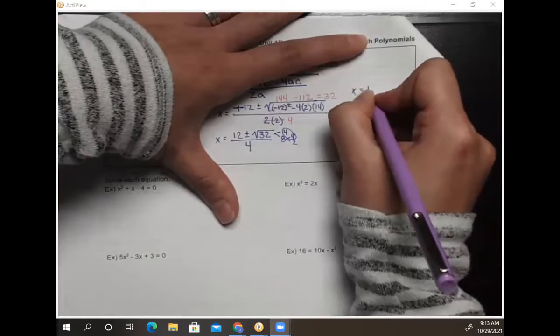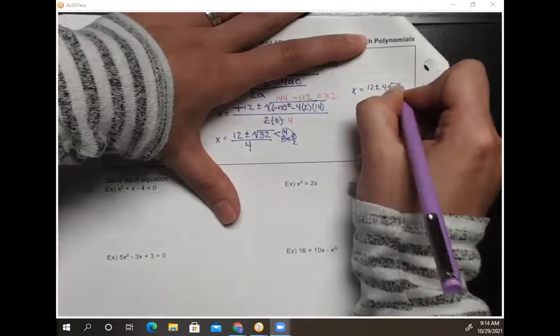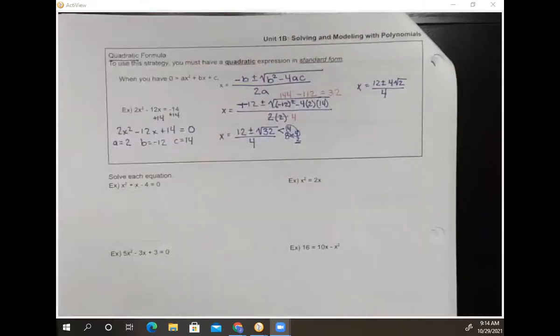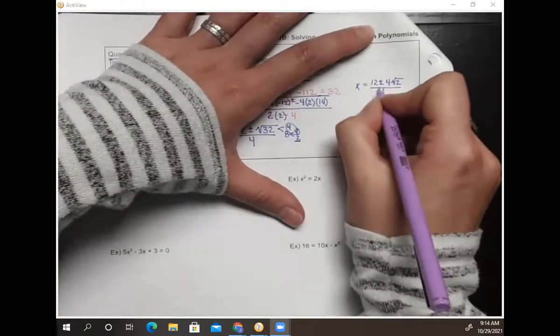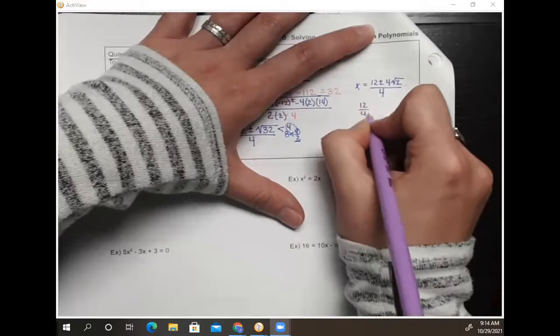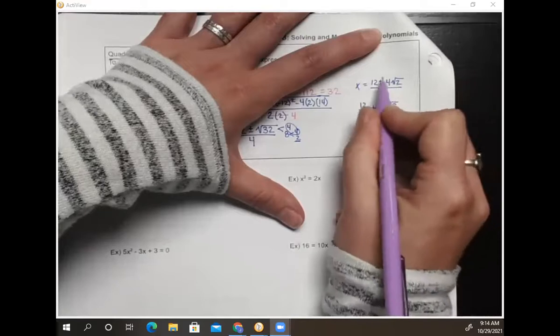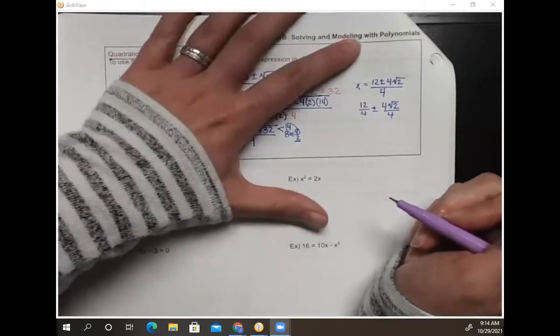So that means I could rewrite this as x equals 12 plus or minus 4 root 2, this guy stays under, all over 4. And now I can simplify that 4 out of both of these terms. So remember that we're looking at essentially this. I have addition on the top of a fraction like we have here. I can split it up into 2 separate fractions if that makes it a little easier.